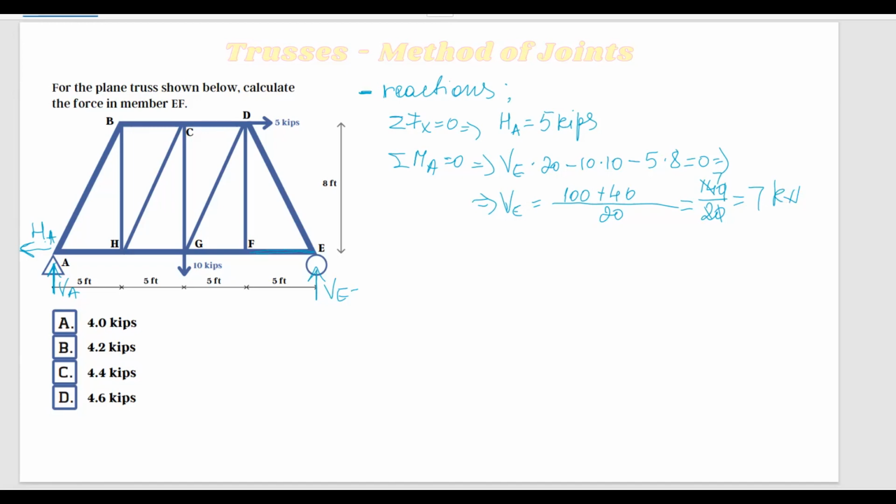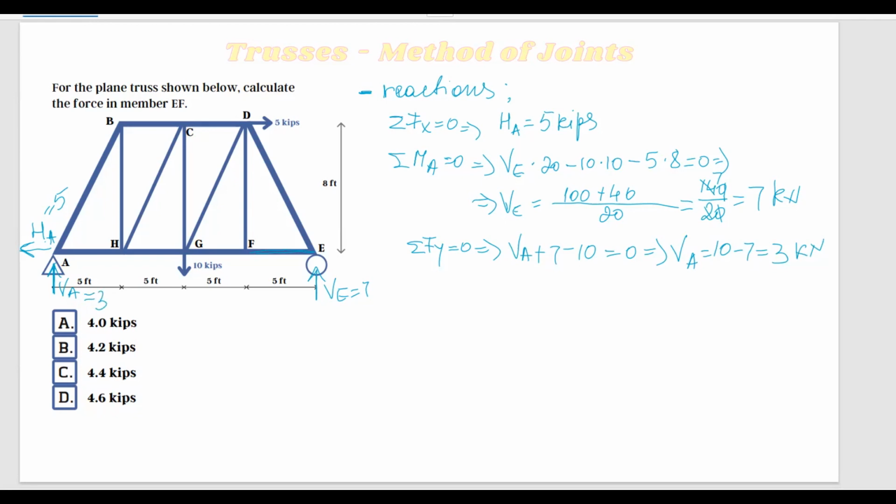So VE is equal to 7, HA equals 5, and now VA. For VA, I'm going to do sum of forces in the Y direction equals 0. From here, I get VA plus VE, which is 7, minus the 10 kips force equals 0. From here, VA is equal to 10 minus 7, which equals 3 kilonewtons. So VA equals 3.